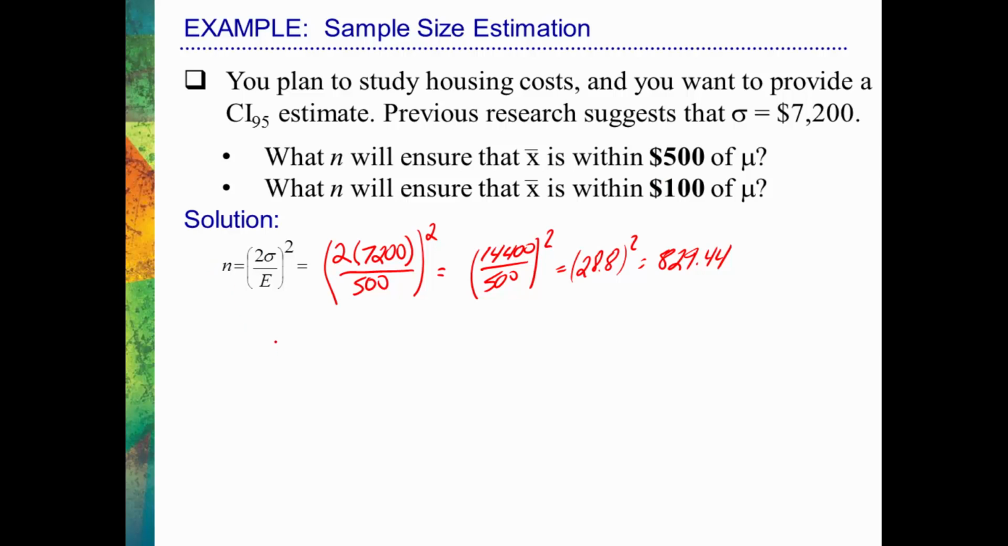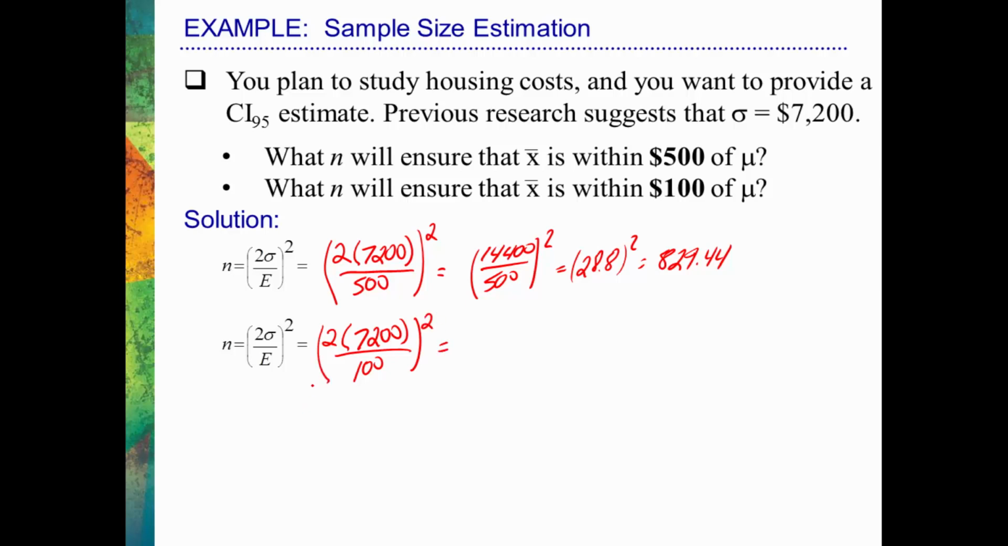Let's compute it. So again, we're going to use the same formula. In this case, we're going to take our 2, multiply again by our standard deviation, 7,200. And now we're going to divide by that new margin of error that we're looking for. So we want our margin of error to be smaller in this case, 100. So we're going to divide by 100. So once we compute that, we have to take that whole thing and square it.